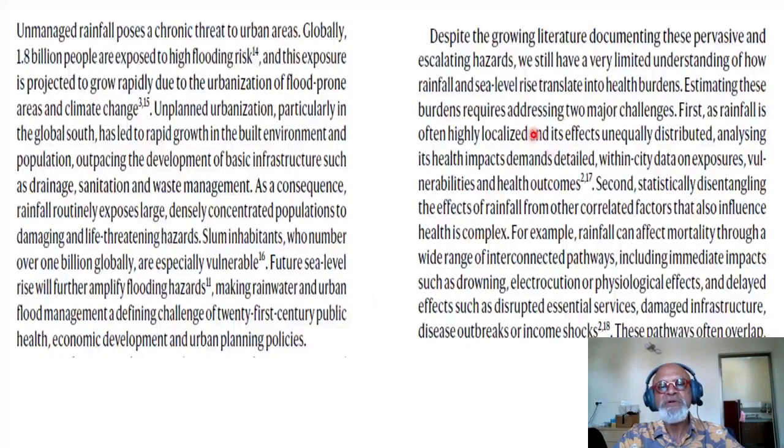The literature on urban flooding, adaptation, early warnings, and so on keeps increasing, but there is limited understanding of how rainfall and sea level rise actually translate into health burdens. So easing these burdens requires addressing two major challenges.